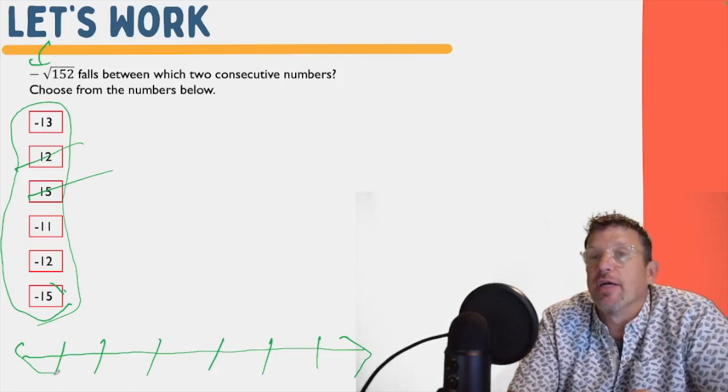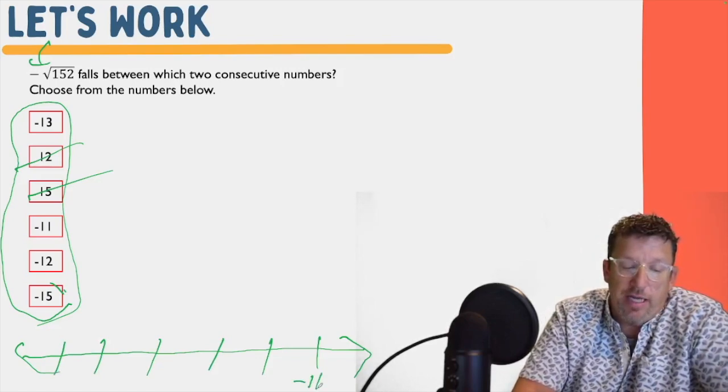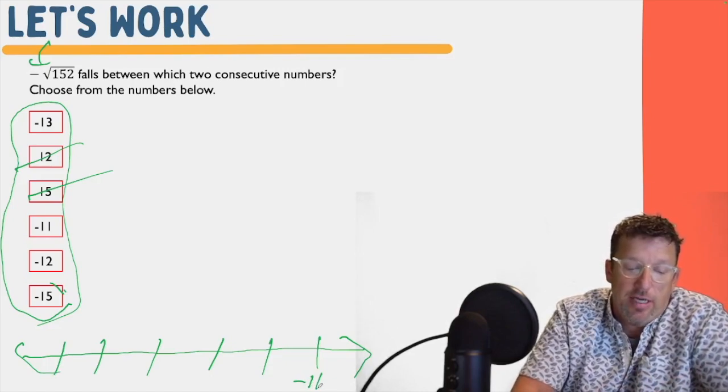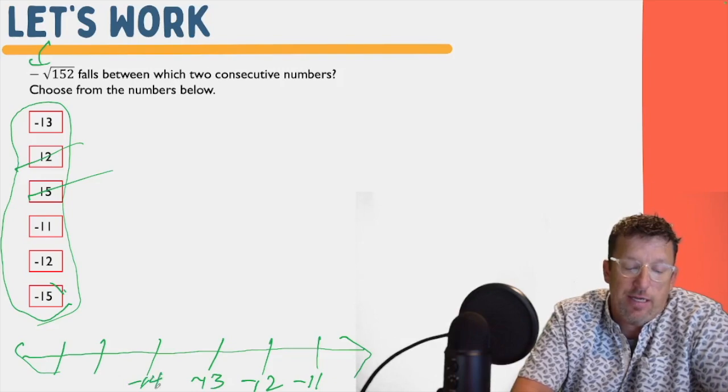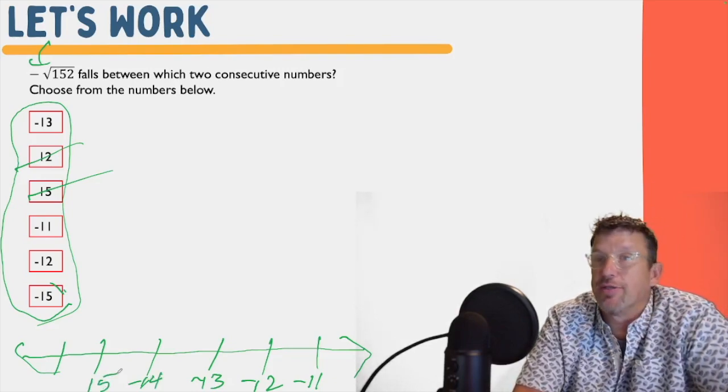And I know this is a very ugly number line, but my smallest one is going to be negative 11. And when we're dealing with negative numbers, remember, we go the opposite direction, which means this is negative 12, negative 13, negative 14, negative 15. Because those are the only answers it can be. That's the only answers it gave us.